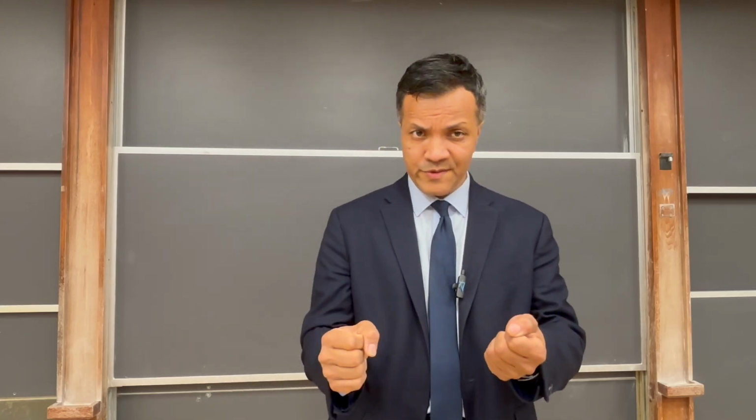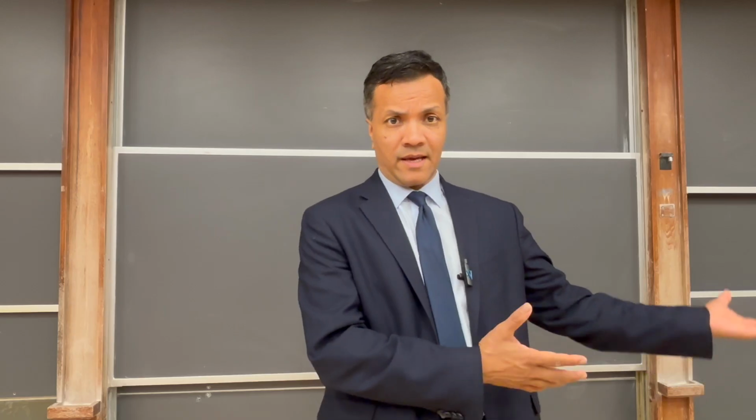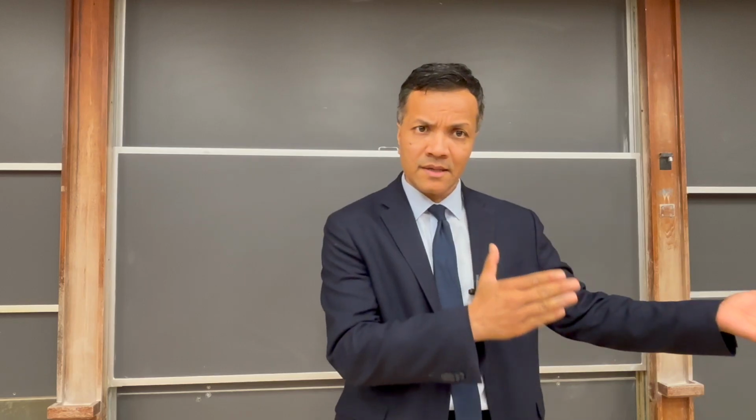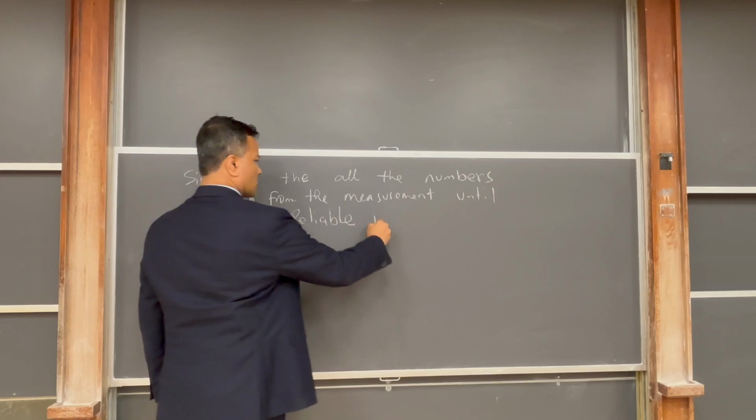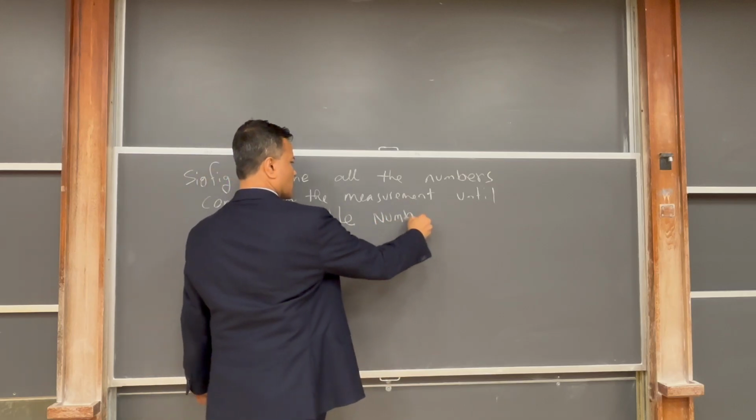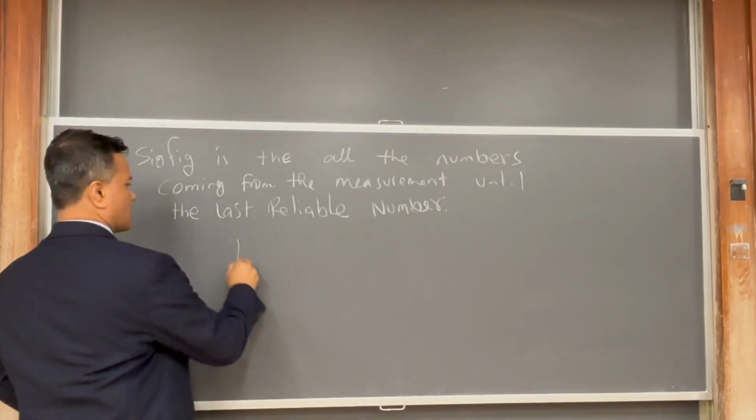Significant figures: when you go to the lab, what do you do? You take the rulers, you place the rulers on a table, for example, to measure the length. Now you're going to keep collecting the digit until you find the last reliable digit. That's the significant figures. Last reliable number.